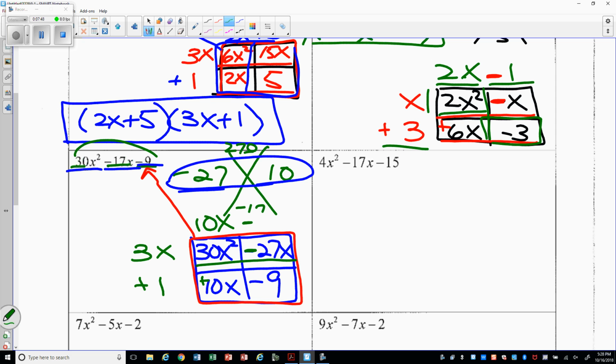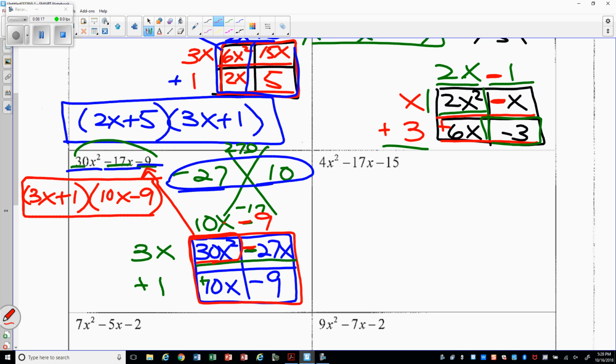Right, and just as a quick little check, 10 times 3 is 30. x times x is x squared. Okay, so that checks out. And then now I've got 27 and 9. This is minus, so this is going to be minus, and then I have a 9. They both have a factor of 9, and that's it. So my two factors here would be 3x plus 1 times 10x minus 9. Okay? And that equals that product.